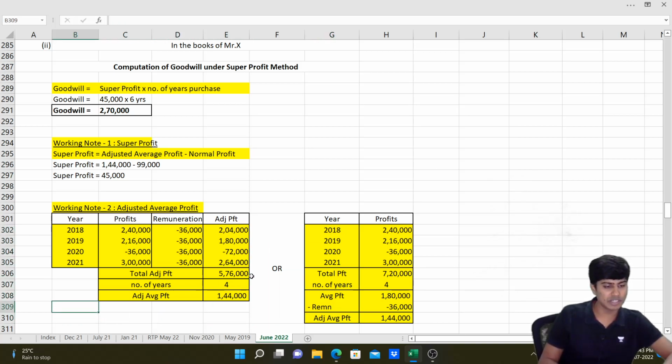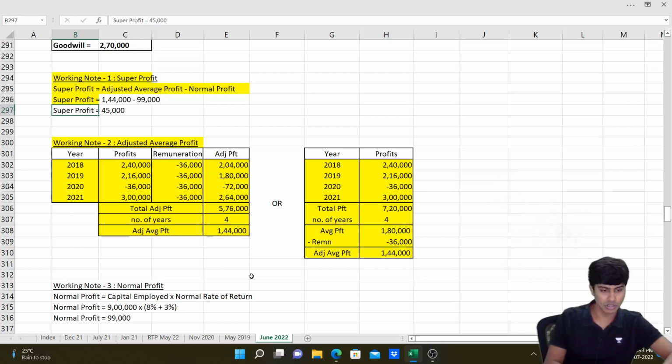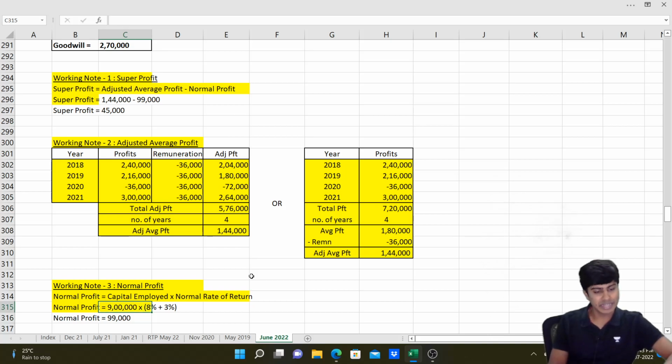So, for super profit, we know the adjusted average profit is 1 lakh 44,000. But we don't know the normal profit. For that, we should go to working note number 3, normal profit. How do we find normal profit? Capital employed multiplied by the normal rate of return. How much is capital employed? 9 lakh. Normal rate of return? 8 plus 3, 11%.